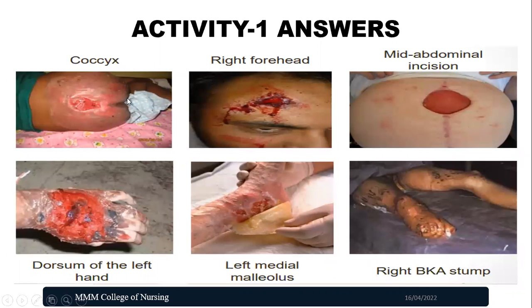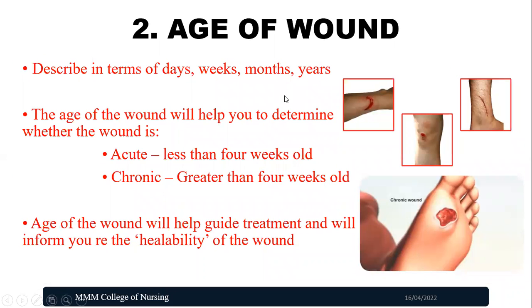So the first wound is referred to as the coccyx wound. The second one is right forehead wound, then mid-abdominal incision, dorsum of the left hand, left medial malleolus, and right below-knee amputation stump. So you can use the anatomical terms right, left, above, below, lateral, medial to refer to the wound. Hope you are clear with the location of the wound. Next, we will see the age of the wound.